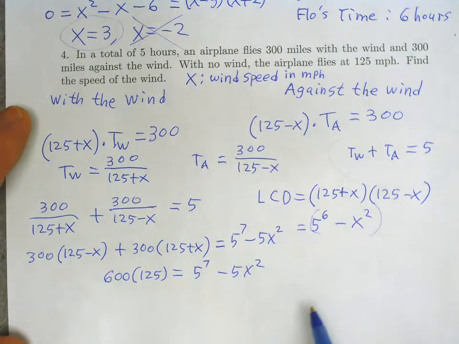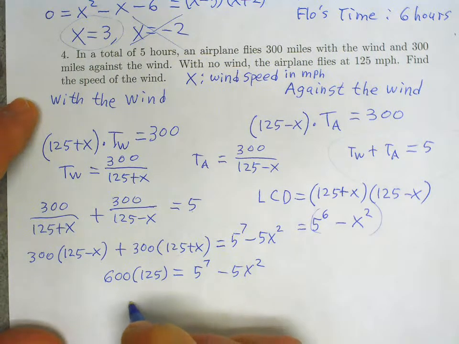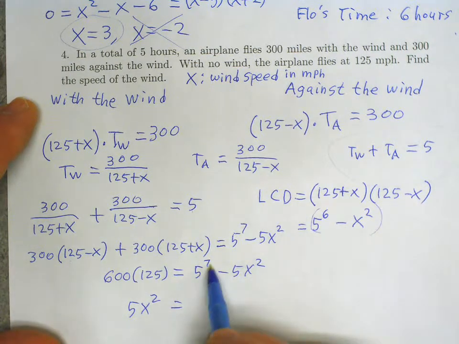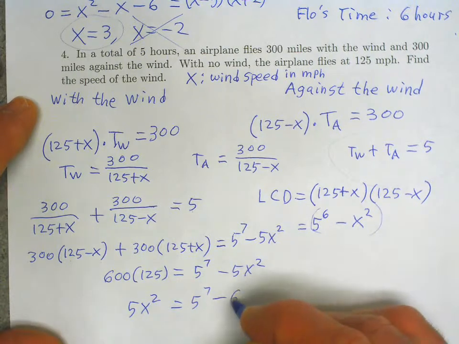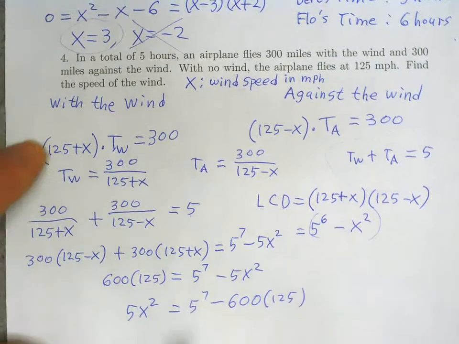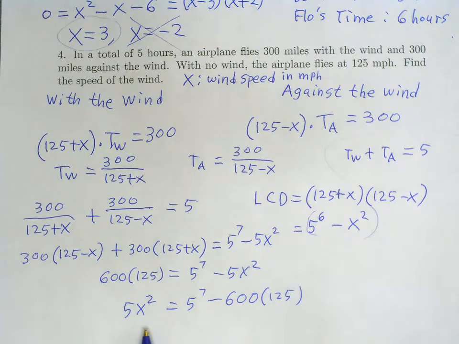Okay, as long as I have time, I'll just keep going. So in this one, there's only one term with a variable in it. So if I add 5x to the 2nd to both sides, I get 5x to the 2nd. And then I already have 5 to the 7th on this side, and then I'll subtract 600 times 125. In the next step, you can divide every term on both sides by 5 and then take the positive square root, and that will be the value of x.